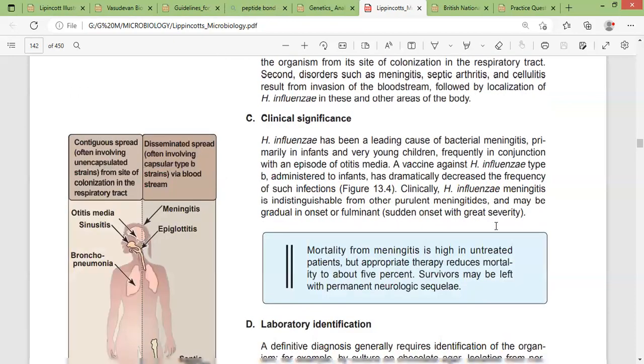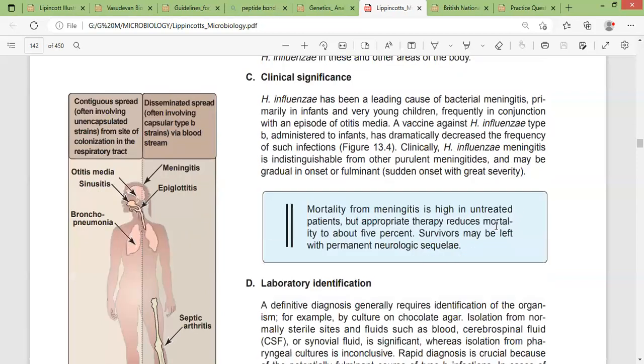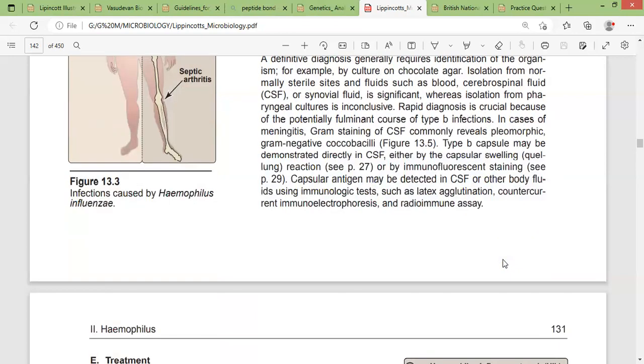For the organs, we said meningitis and pneumonia, but for epiglottitis, the particular strain used to cause this one. So with epiglottitis, you're not expecting to see kids having epiglottitis anytime now, but treatment mostly will be the cephalosporins, right? The ceftriaxone or cefotaxime.